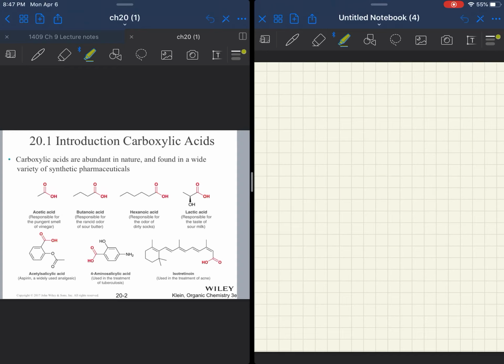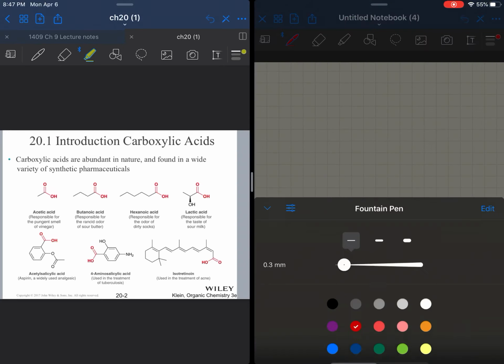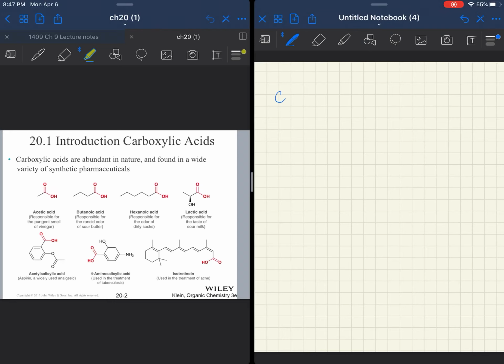Welcome to Chapter 20. Chapter 20 covers carboxylic acids and their derivatives. And I must tell you, this chapter is large and in charge. It's going to take some staying organized and pacing yourself to get through this chapter and feel good about it. So let's jump into the first section about carboxylic acids.